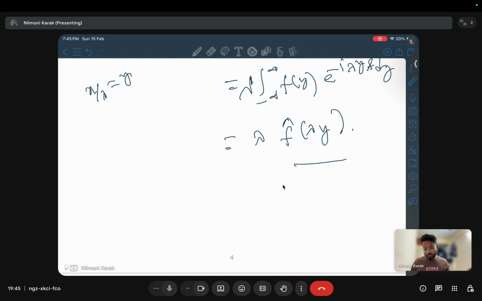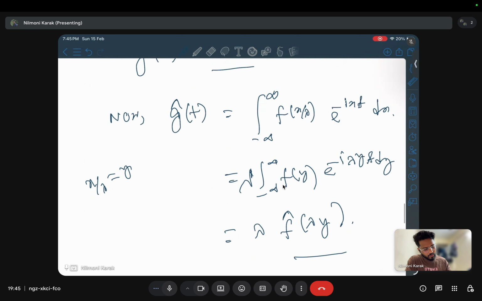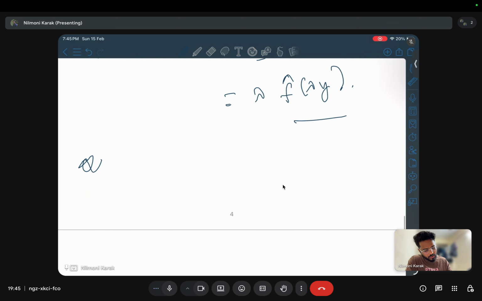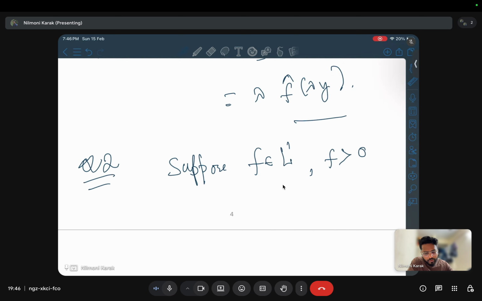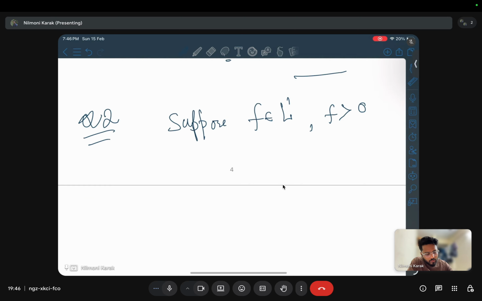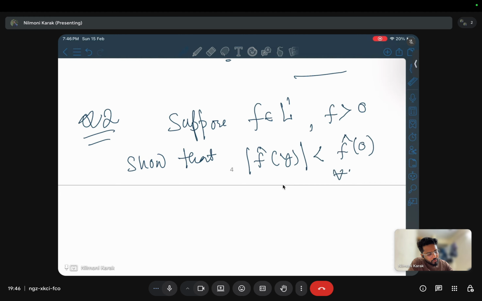The next question is simple. Suppose f is in L1 and f is positive, so that the modulus of the Fourier transform of f at y is strictly less than the Fourier transform of f at 0 for all y not equal to 0.